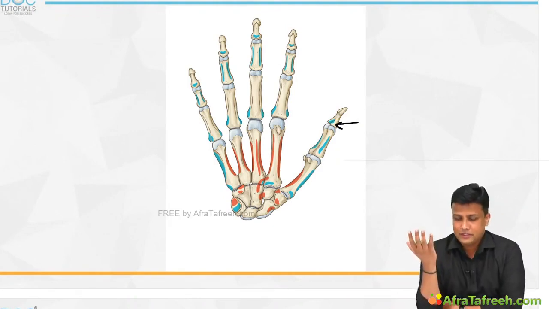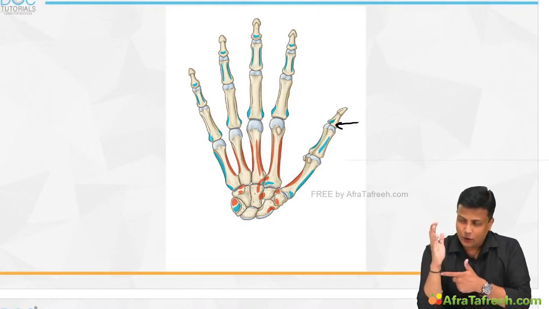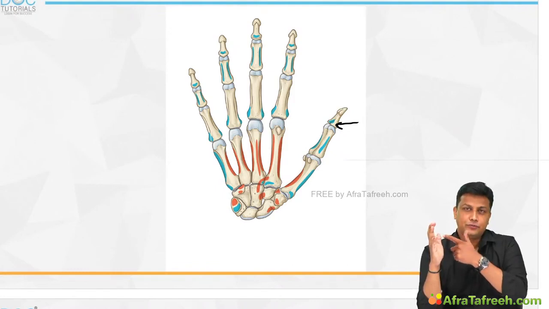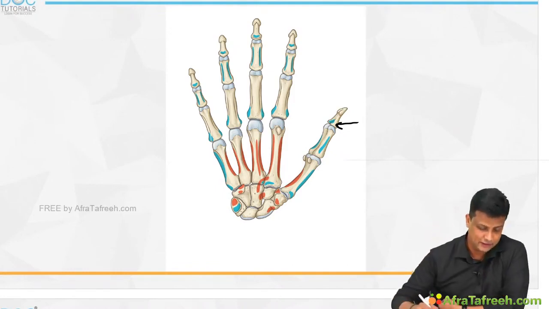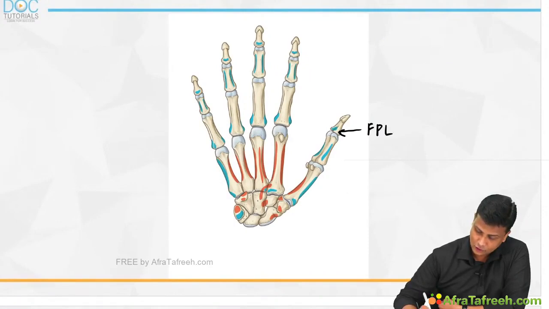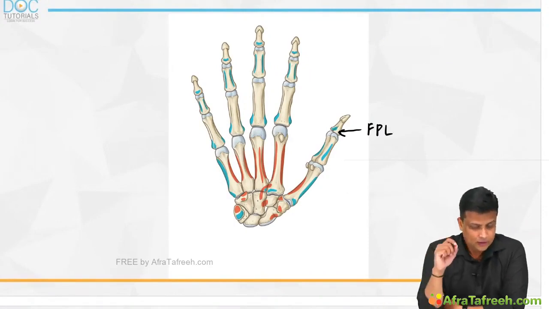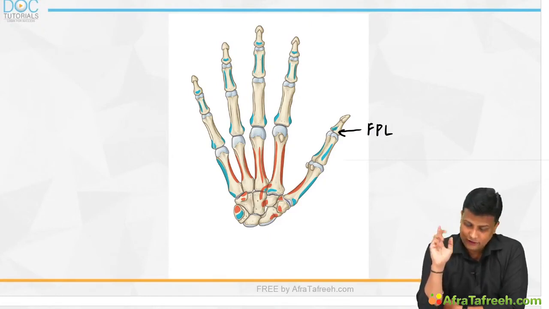Obviously, what should be that muscle? That muscle has to be the flexor. And if that tendon is going all the way up to the distal phalanx, definitely it should be your flexor pollicis longus tendon, guys. Flexor pollicis longus tendon is the one which is getting inserted there onto the distal phalanx.